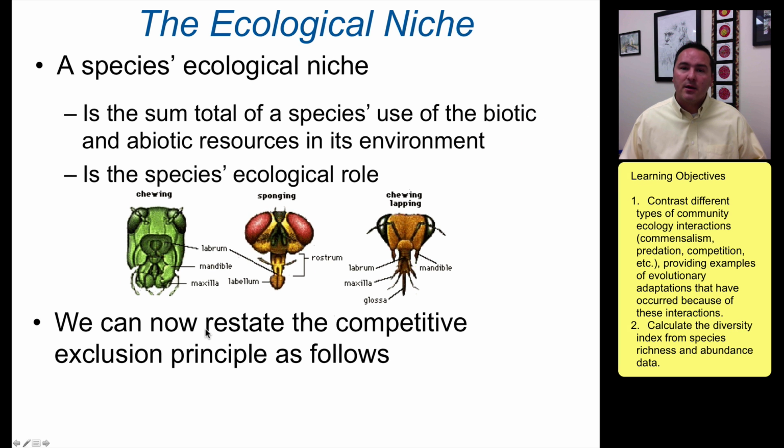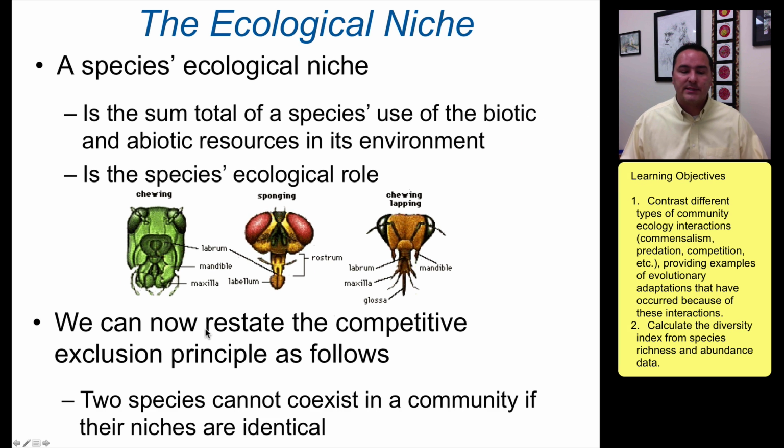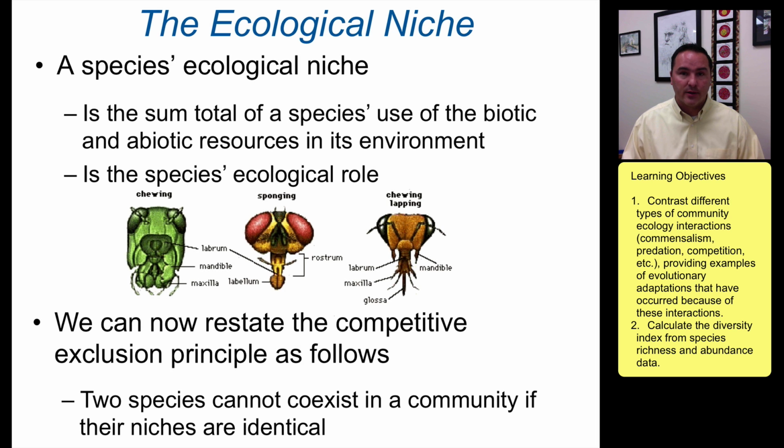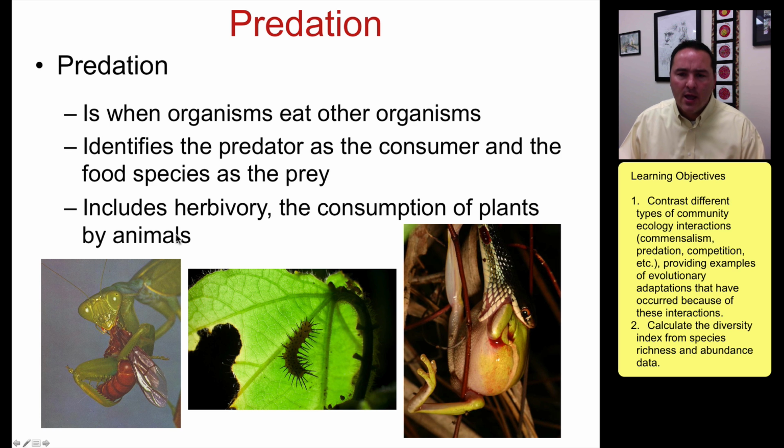So we can restate the competitive exclusion principle basically by saying that two species cannot coexist in a community if their niches are identical, right? Like those two paramecium species, one outcompeted the other. So if two organisms have the exact same niche, one is going to outcompete the other. So a lot of times what will happen is they will separate just slightly so that they have two separate niches. The next interaction, positive-negative, is predation.